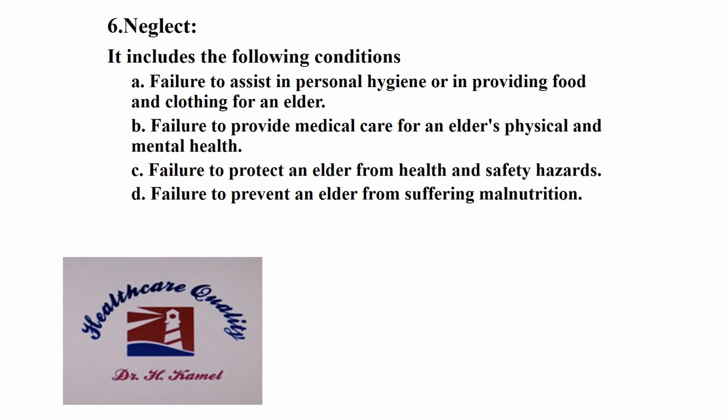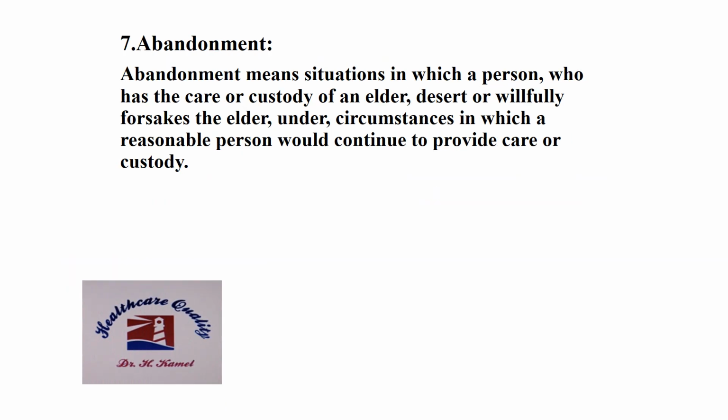6. Neglect. It includes the following conditions: failure to assist in personal hygiene or in providing food and clothing for an elder, failure to provide medical care for an elder's physical and mental health, failure to protect an elder from health and safety hazards, and failure to prevent an elder from suffering malnutrition. 7. Abandonment. Abandonment means situations in which a person who has the care or custody of an elder deserts or willfully forsakes the elder under circumstances in which a reasonable person would continue to provide care or custody.